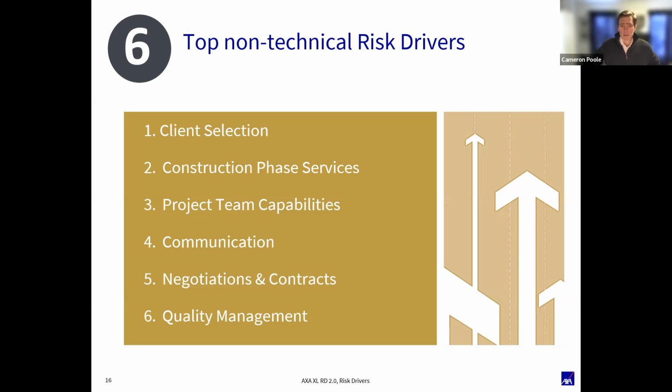Project team capabilities, who are the people you have on the project internally and externally, sub-consultants too. Communication, right? Communicating with the owner, communicating with the contractor, consultants, the owner's consultants. Negotiation and contracts, negotiating those good contracts, those insurable contracts and fair contracts. And then the last thing is quality management, having a quality management procedure and following that procedure each and every time.